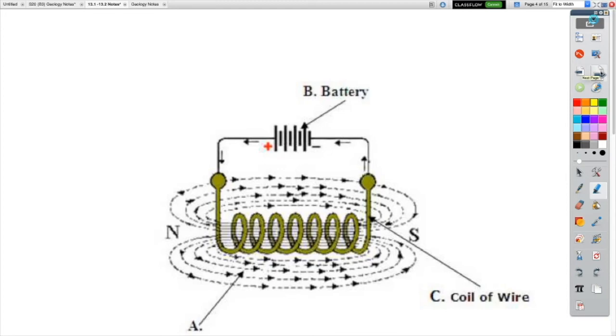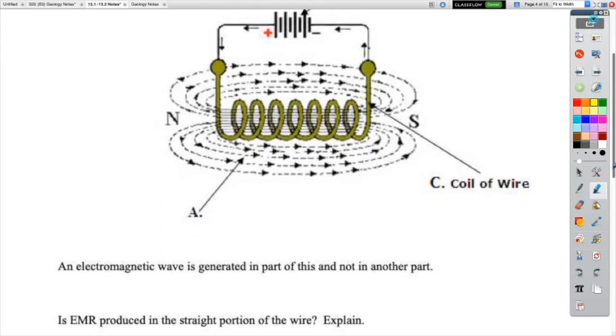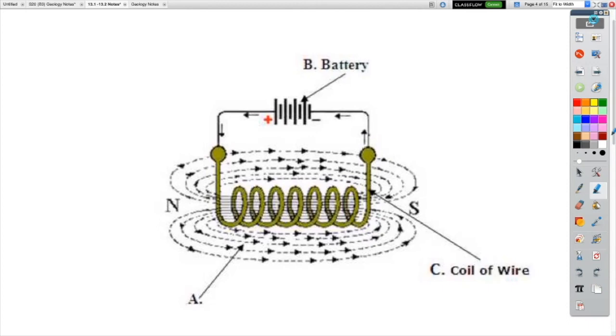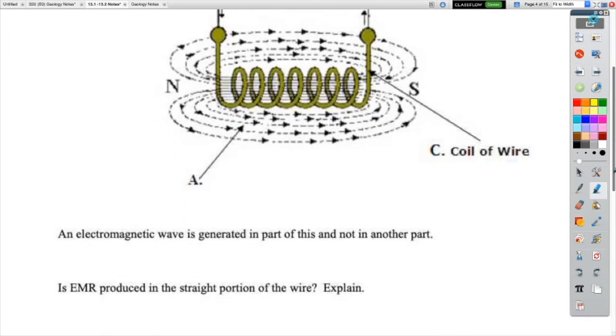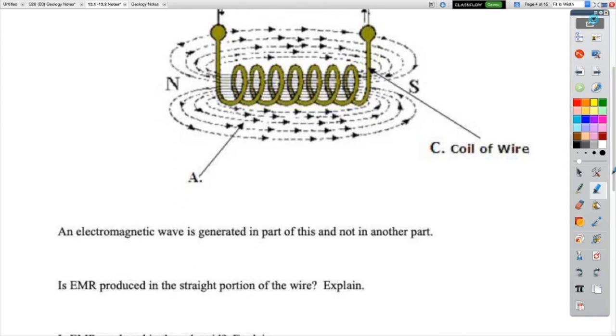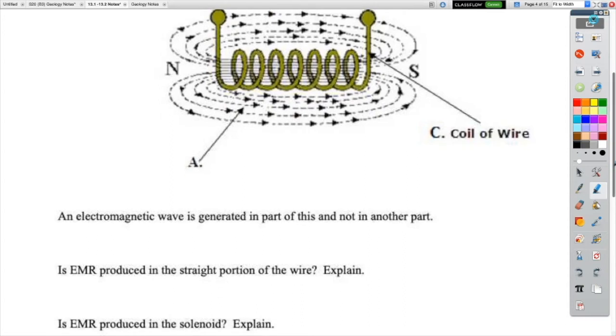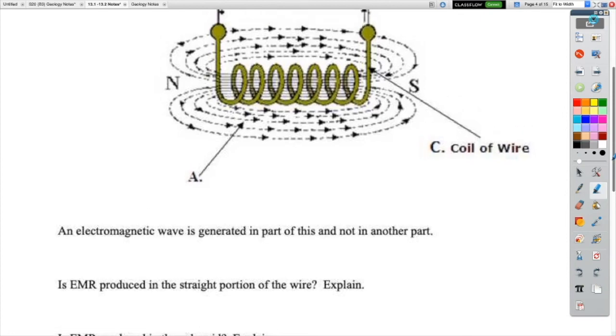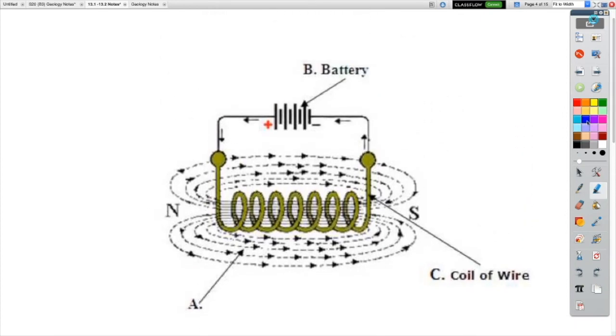Let's really quick take a look and just get our foothold on this idea of accelerating charges and whether they produce EMR or not, electromagnetic radiation or not. Okay, so the question says an electromagnetic wave is generated in part of this, but not in another part. Okay, that's just kind of information. Is EMR, electromagnetic radiation, produced in the straight portion of the wire? Explain. So again, we have charges moving along, right?